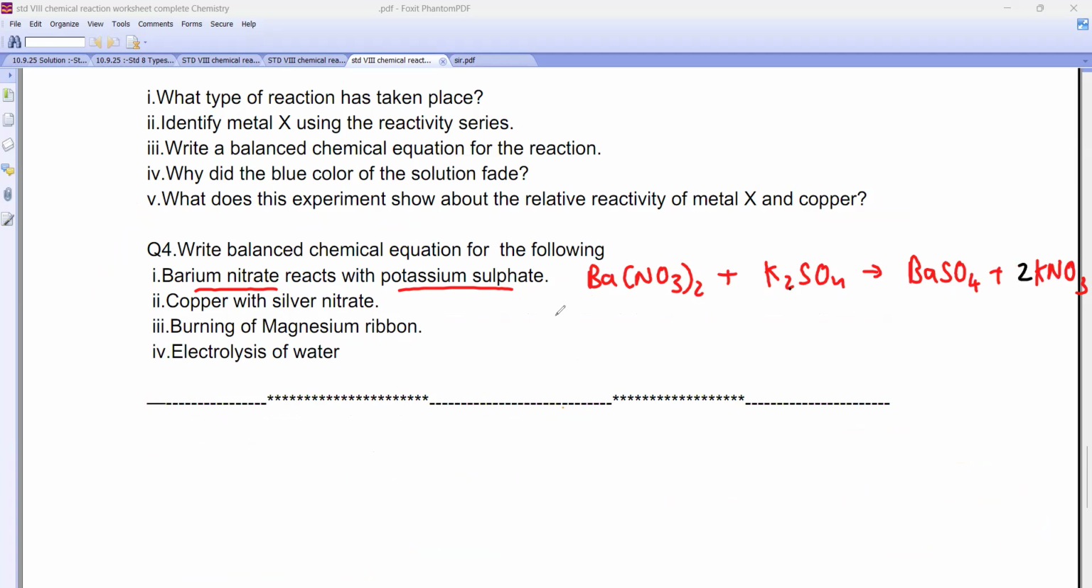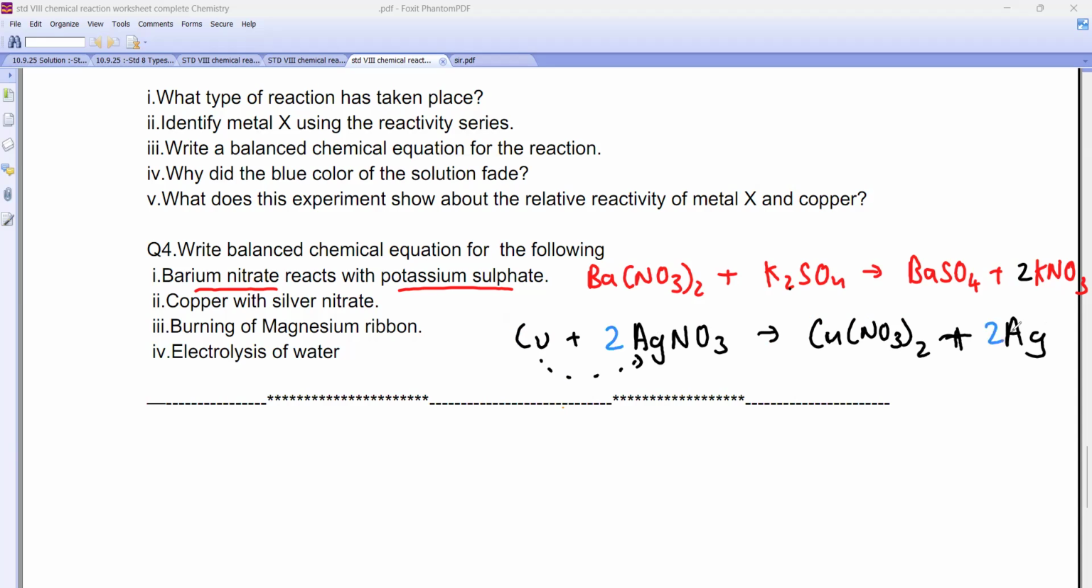Copper reacts with silver nitrate. Copper is above silver in the reactivity series. Copper and silver nitrate, AgNO3. Copper will displace silver, and I'm going to get copper nitrate. Copper valence is 2 and nitrate is 1, so I'm going to write it this way, and this Ag will come out. Now we need to balance this. Here there are 2 nitrates, so I'm going to put 2 here and 2 there.